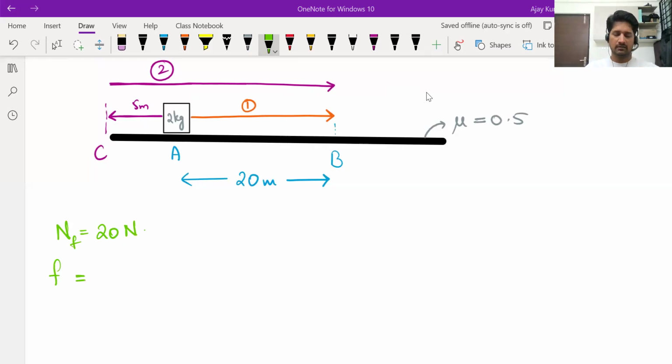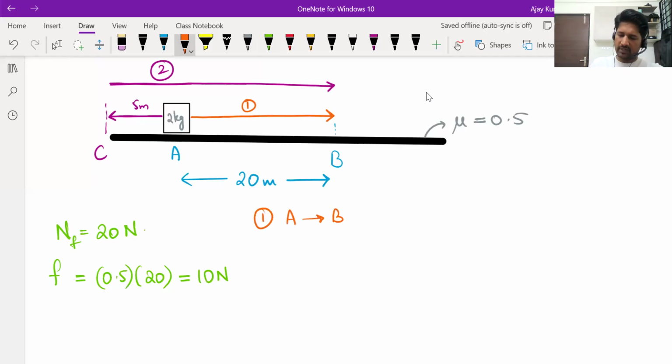What kind of friction? Kinetic friction. Formula is mu k into N. So 0.5 into 20, 10 Newton friction will be acting on it as it is dragged forward or backward. Fine, that's the magnitude of friction. Direction we will decide based on how it is being dragged. Okay, let's consider the first path, when it is taken directly from A to B.